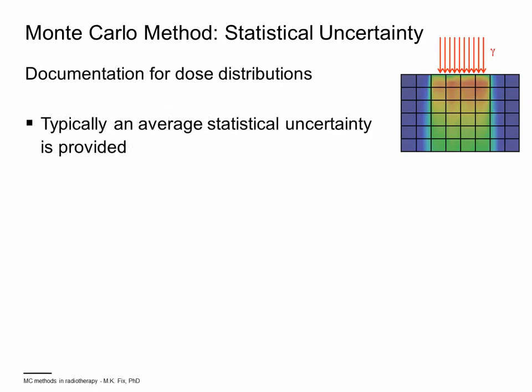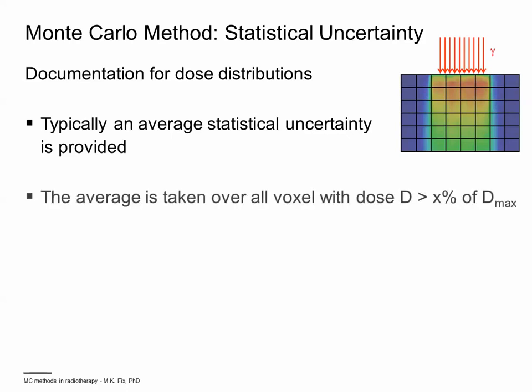Typically, the standard deviation is provided per voxel, but rather an average of those is used. Thereby, such an average is taken over all voxels with dose greater than x% of the dose maximum. Normally, x is 50, but also other values can be used.